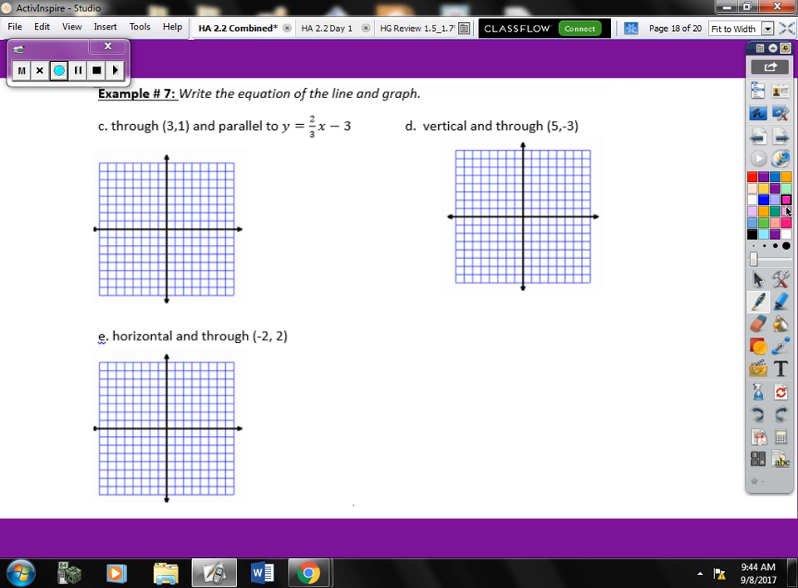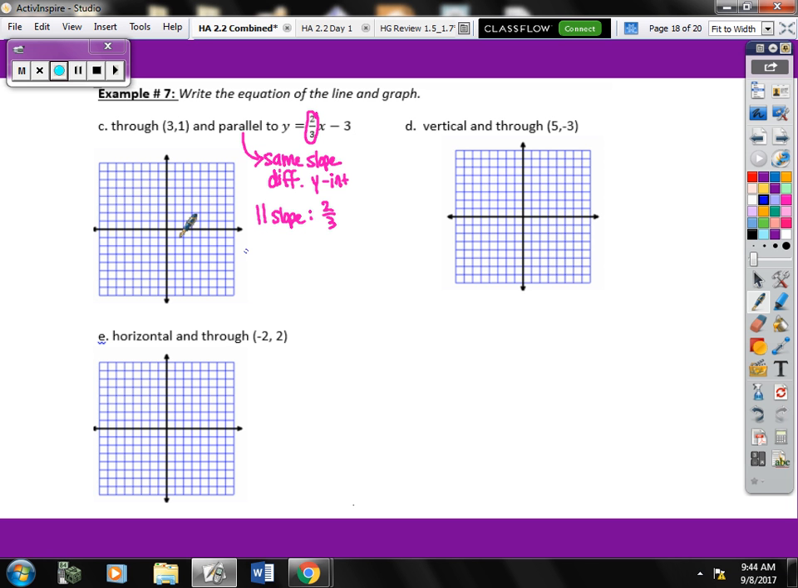The last couple, this one is a parallel. So remember, parallel lines have the same slope, and they have different y-intercepts. So if we want to write a line that is parallel to this line, the parallel slope of our new line will have to be the exact same, just 2/3. And then you have your two options. You can plot your point and graph the line first, and then write your equation, or you could use point slope form.